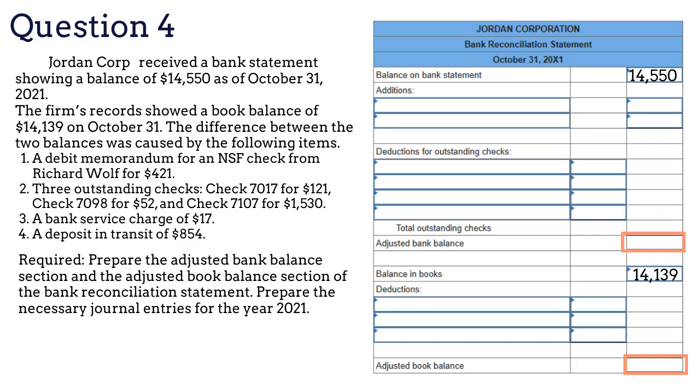That leaves us with the second part of this problem. We need to record the necessary journal entries. We only need to record journal entries for items that have not been recorded yet in the general ledger. If no entry is required for a particular transaction, select No Journal Entry Required in the first account field.